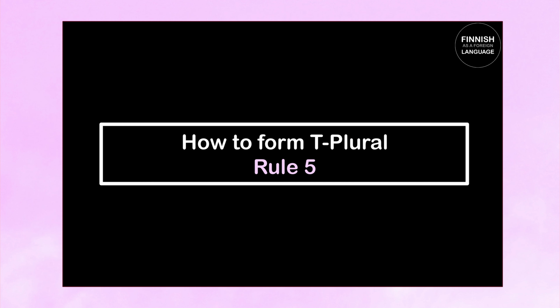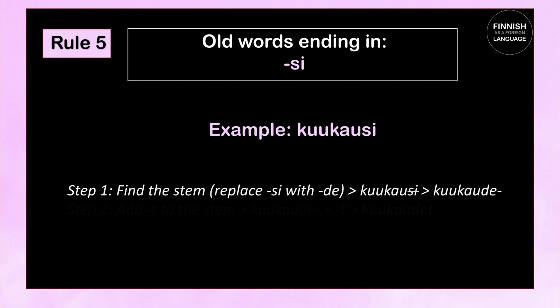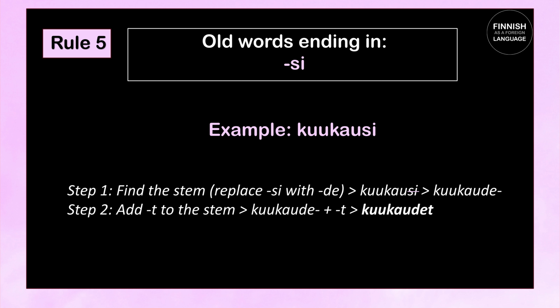Alright, we move on to rule number 5, old words ending in si. Here's one example. Kuukausi, meaning month. In order to find a stem, we have to replace the ending si with the letters de. So that means kuukausi changes to kuukaude. Then in the second step, we have to add T to the stem, which means we have kuukaude plus T is kuukaudet, meaning the months, nominative plural.